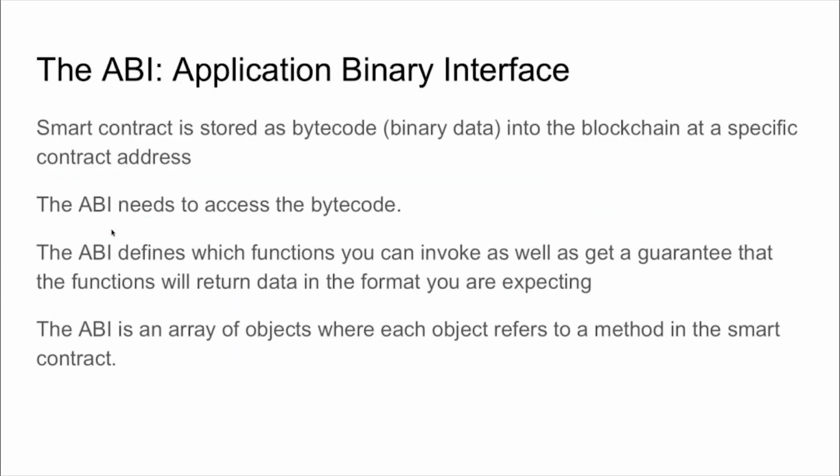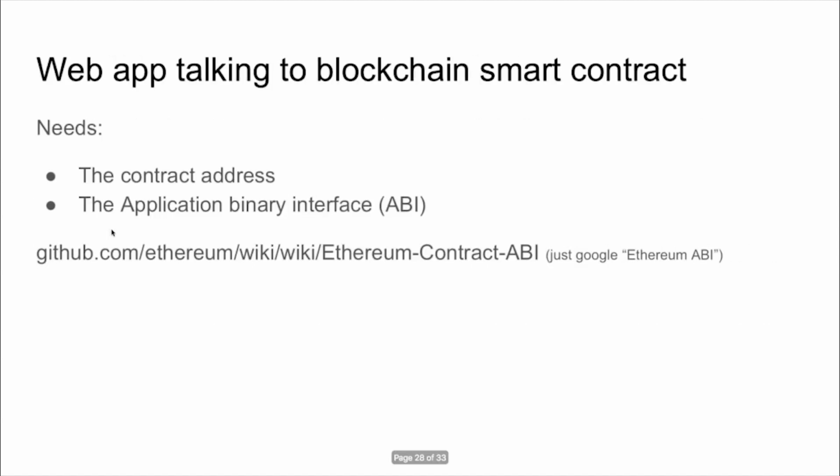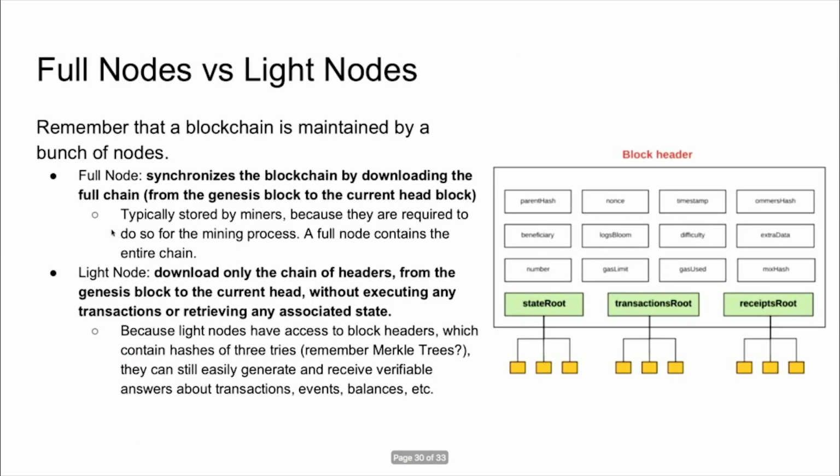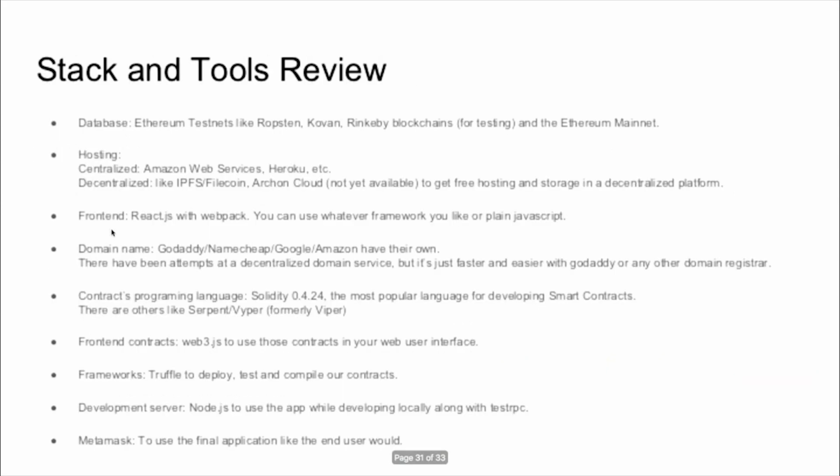And then ABI is the application binary interface, like an API for blockchain. You just need those two things, the application binary interface and the contract address. I'm pretty much out of time, so I'm just going to mention shout outs to Infura, which makes your life easy, and MetaMask, which also makes your life easy. Oh, this formatting did not work. But yeah, I'll send that out. You can read that. And light nodes are awesome. Less secure, but they're awesome in making life easy.